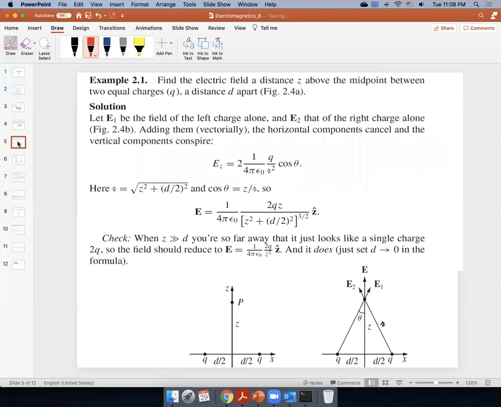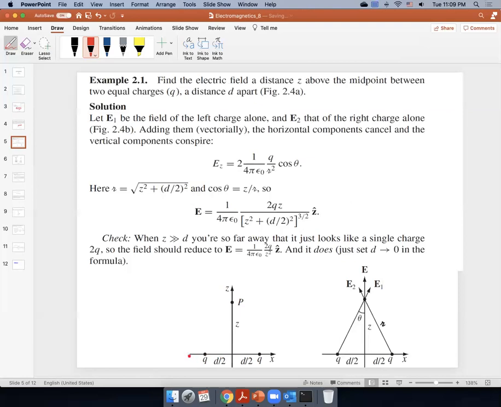Now let's do an example. Find electric field at a distance z above midpoint between two equal charges Q, a distance d apart. Okay, so the figure is here. Now you have a test point P here. It's z above Q and Q. So the distance between the two charges Q and Q is d.